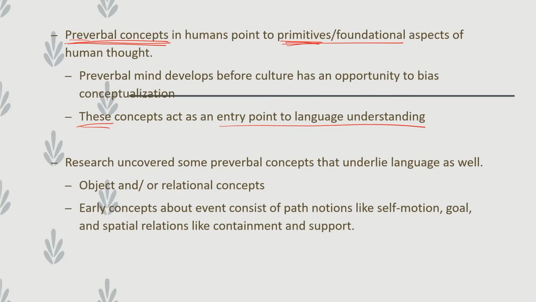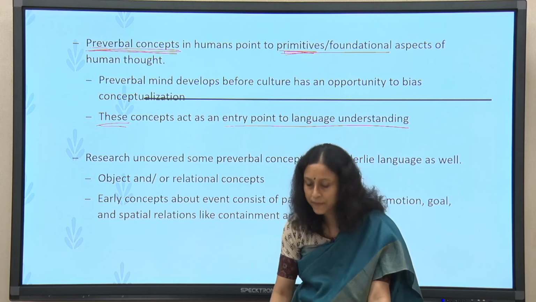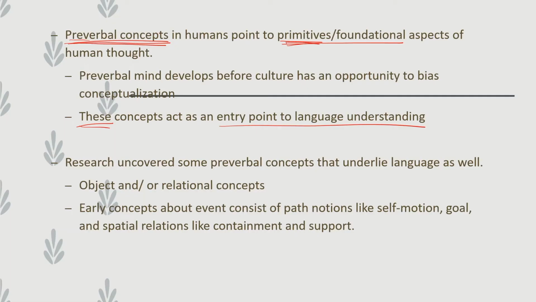And so, what are the pre-verbal concepts that have been found in children, that is, understanding with regard to object and relational concepts, objects and their orientation and how they interact with each other in space, and the relational concepts between them. Early concepts about events as well as objects are there. So, as far as objects are concerned, the understanding of objects and their relationship with each other is one domain that has been found to be present in infancy.